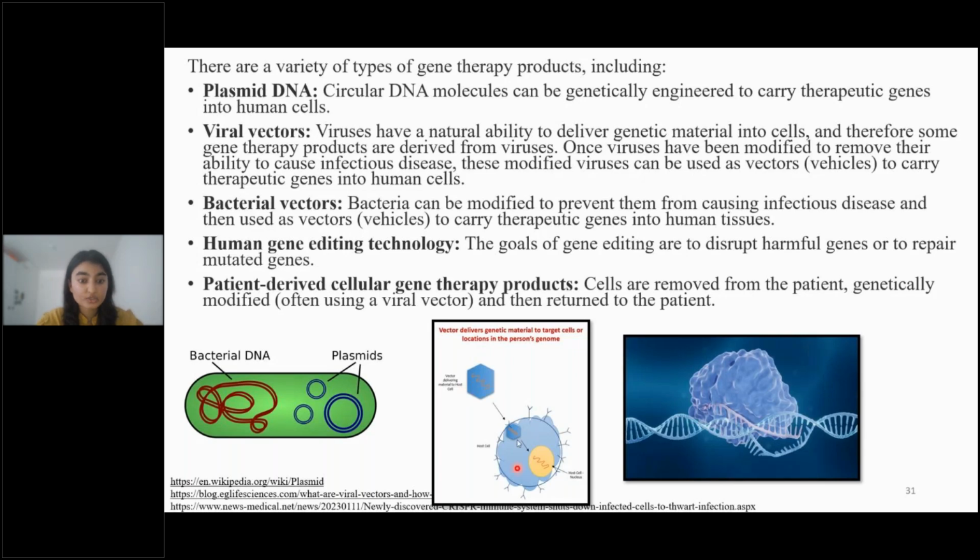So we can use actual viruses, inside which you can put the DNA, and then this virus can go and infect the human cell, and then it can replace the mutant copy with a healthy one. Then obviously we have the bacterial vectors as well. Then the human editing technology, which is CRISPR, right? I'm going to discuss CRISPR in the further slides. And we have the patient-derived cellular gene therapy products. Again, this is different. This is the CRISPR model in this picture.